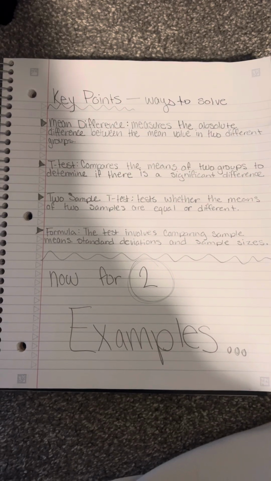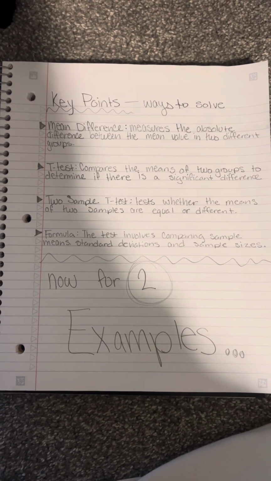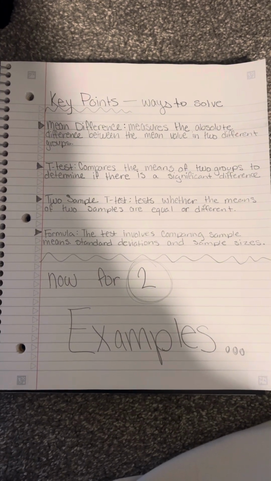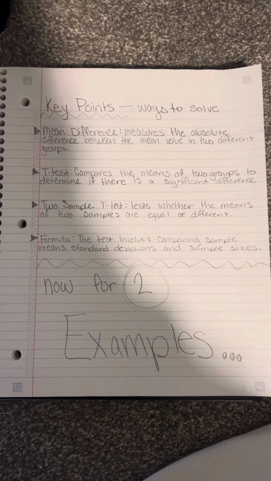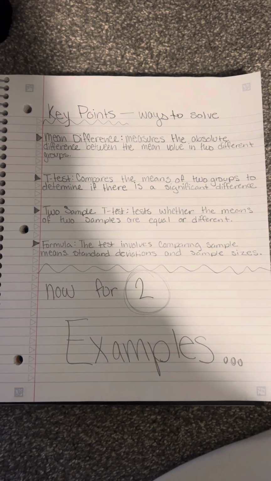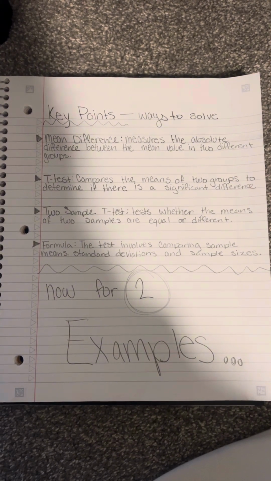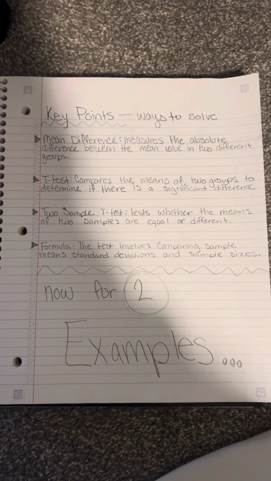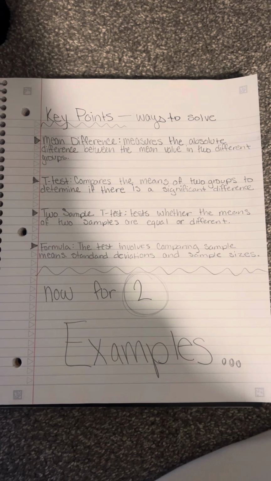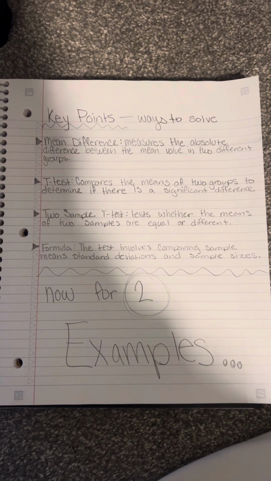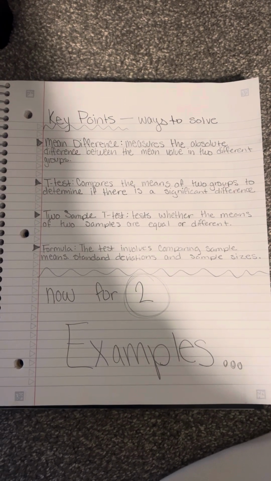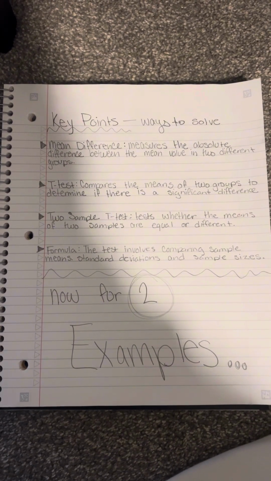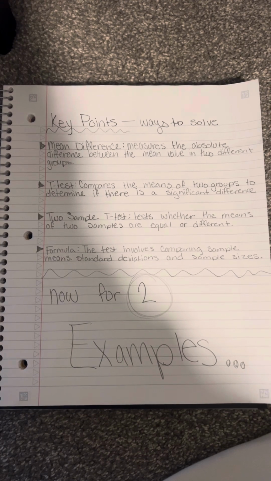Means. Statistical hypothesis test for the difference between two means, and you can find it using the following methods. Here are the different ways to solve. Mean difference measures the absolute difference between the mean value in two different groups. T-test compares the mean of two groups to determine if there is a significant difference. Two-sample t-test tests whether the mean of two samples are equal or different. Formula: the test involves comparing sample means, standard deviations, and sample sizes.